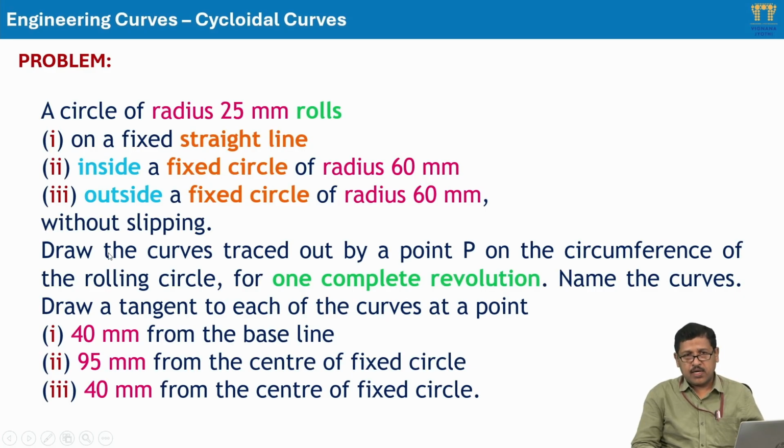The given data is small r is 25 mm, capital R is 60 mm, and we need to draw the curve traced out by the point P on the circumference of the circle for one complete revolution. Afterwards we need to draw the tangent and normal at a distance of 95 mm from the center of the fixed circle. So now let us move to the demonstration in AutoCAD.